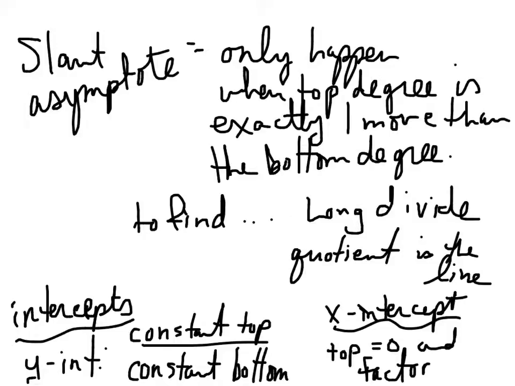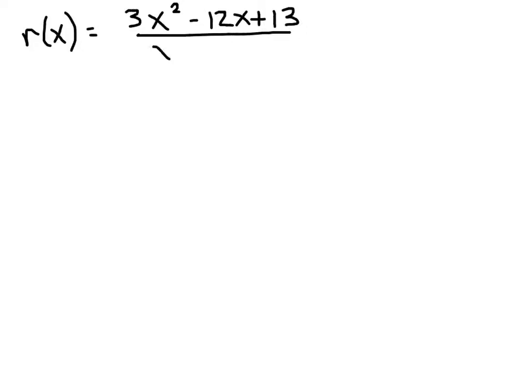But anyway, here's what you're going to be asked to do. You're going to be given a problem, something like this. It says r of x equals 3x squared minus 12x plus 13, all over x squared minus 4x plus 4. It's going to ask you to graph it, state the domain and range, and identify all the pieces. So for me, the first thing I'm going to do is go through all the different things and find everything I can before I even try to graph it.